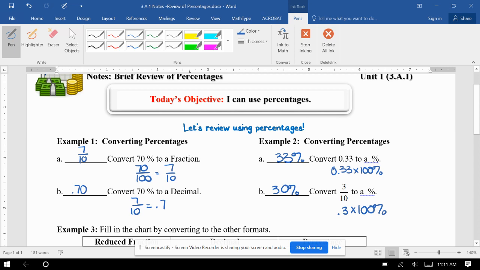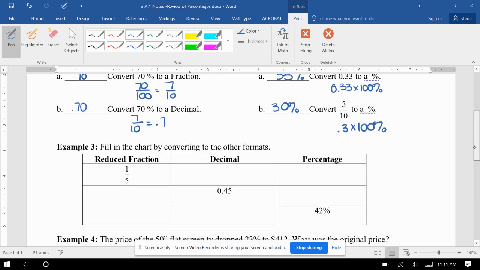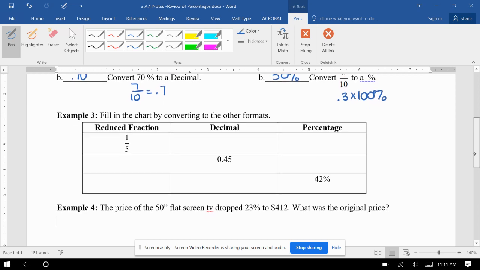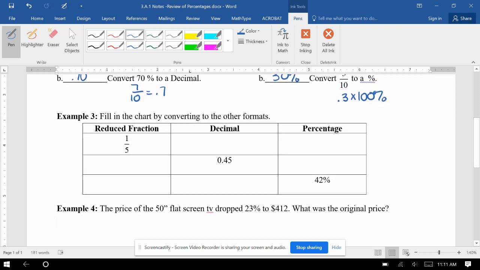Okay, so this table here is asking me to fill in the missing information in each row. In one situation I'm given a fraction, in one situation I'm given a decimal, and in the last situation I'm given a percent. So let's start with that fraction. We can convert it to a percent quite easily by making it go out of 100. I can multiply by 20 to get to 100. If I do 1 times 20, that is 20 out of 100.